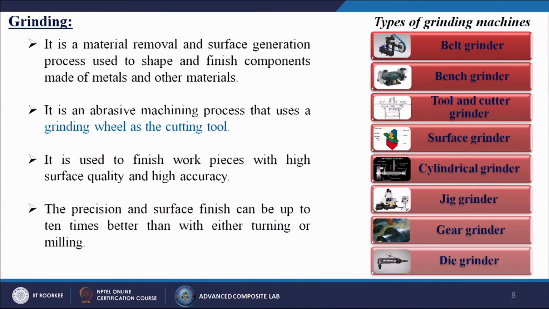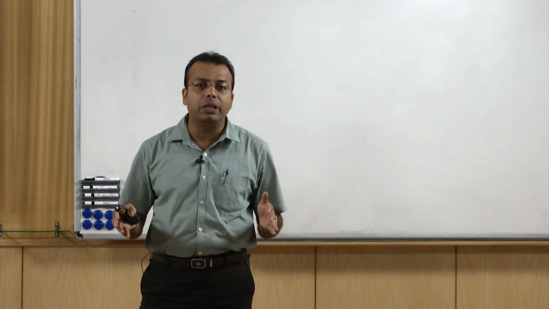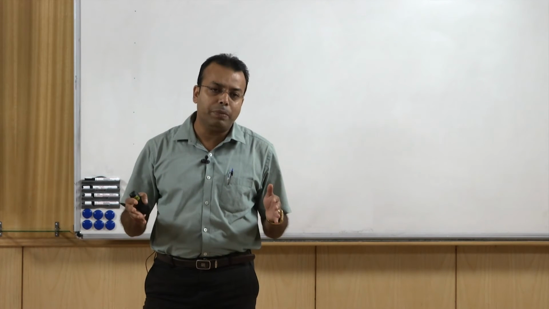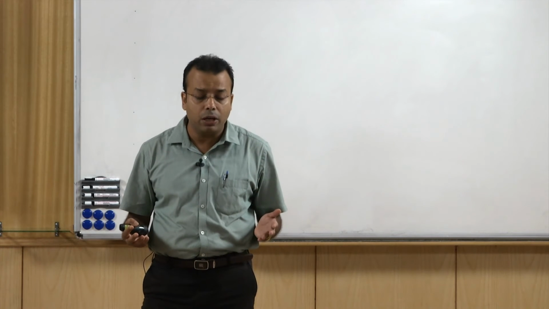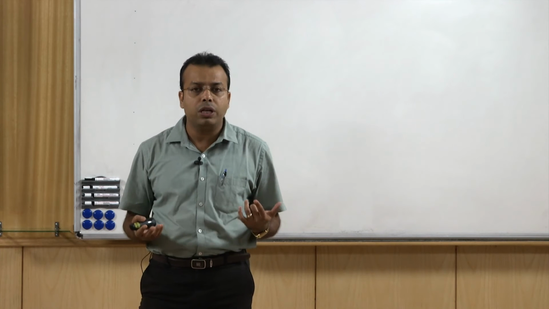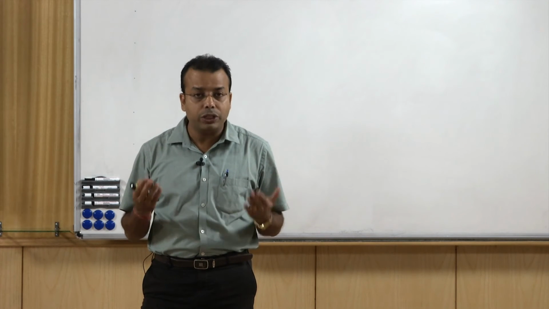It is a material removal and surface generation process used to shape and finish components made of metals and other materials. It is an abrasive machining process that uses a grinding wheel as the cutting wheel. It is used to finish workpieces with high surface quality and high accuracy. The precision and surface finish can be up to 10 times better than with either turning or milling operations. Turning and milling are also conventional machining processes: with lathe machines you can do turning, with milling machines you can do milling, or by shaper you can do shaping, but these are all conventional machining processes.